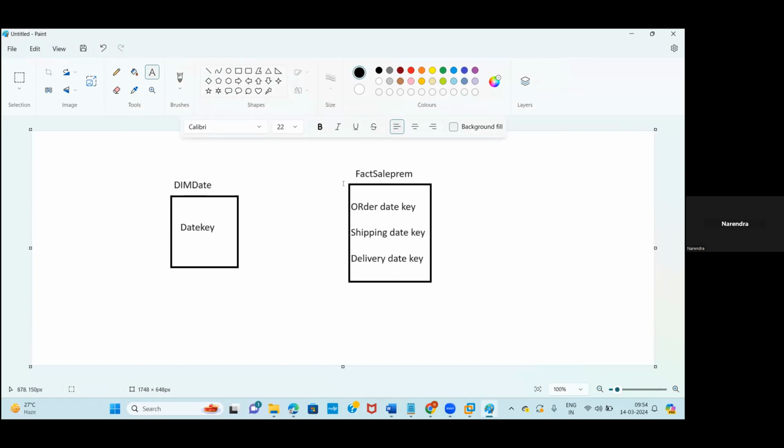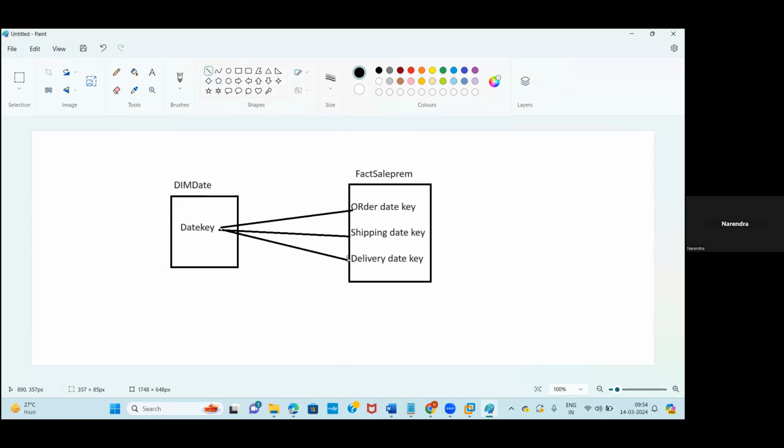This date key has a relation with the order date key. It's playing multiple roles in a single fact table. This date key also has a relation with the ship date key, and also a relation with the delivery date key. This is a role-playing dimension, so one dimension key is playing multiple roles in a fact table.